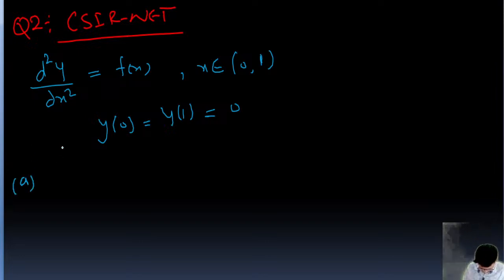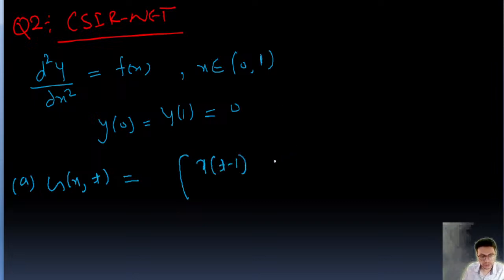Option A is the Green function with x and t. Here, in place of x naught, it is given t, but that doesn't make any difference. So this value is x(t minus 1), where x is less than t. The second is t(x minus 1).